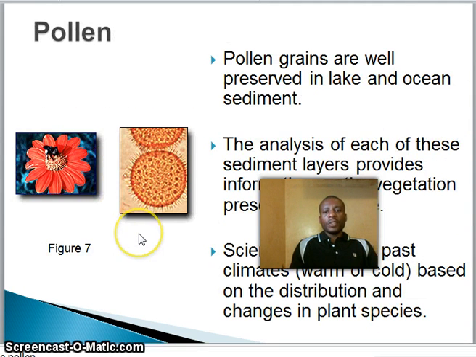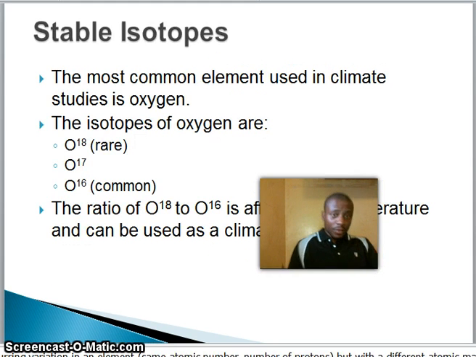Also, pollen grains are well preserved in lake and ocean sediments, which can be analyzed to tell what type of plants existed in the prevailing climate. From there, scientists can infer whether the period was either cold or warm, and also about the distribution on the Earth's surface.